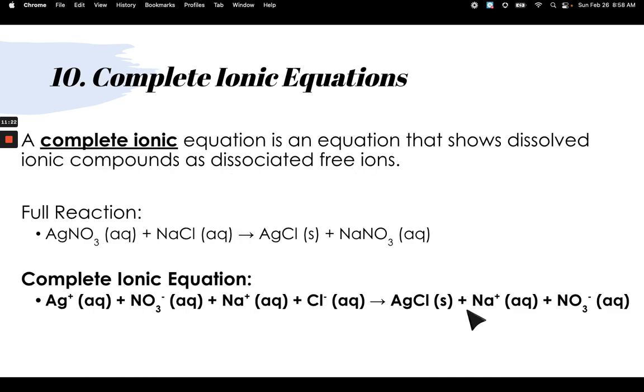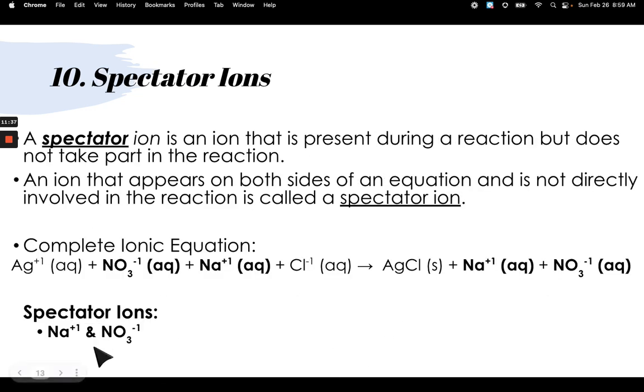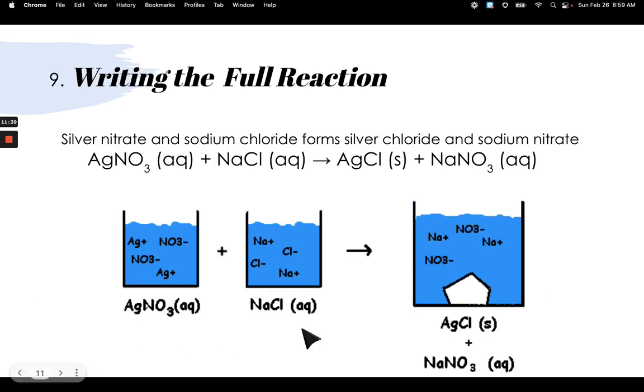Okay, now let's look at the product side. Now the silver chloride we have determined is a precipitate. It is not floating around in solution. But the sodium and the nitrate is an aqueous compound, so it is floating around in the solution. As you can see, here are the products. We've got this solid silver chloride. It is not floating around in the solution. We have an aqueous solution of sodium and nitrate. They are still dissolved in the water.